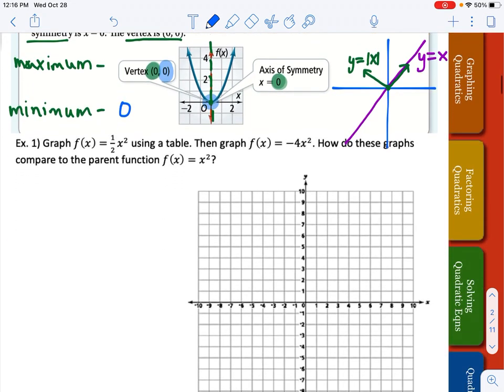So now we are going to use a table to graph these two different quadratic equations. And then how do they compare to the graph of our parent function? So our parent function, you'll notice, I'm just going to copy it down here, starts at 0, 0. Our next point is at 1, 1, and then the point after that is at 2, 4.